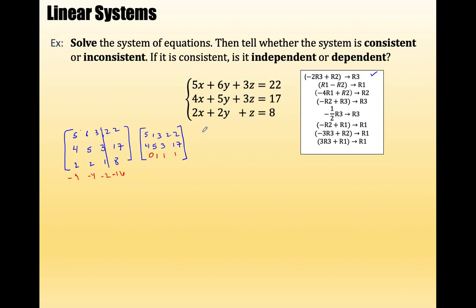Check. Next, I'm going to replace row 1, so I'm going to copy over... I'm going to do row 1 minus row 2. And that's going to get me 5 minus 4, which is 1. There's a pivot.